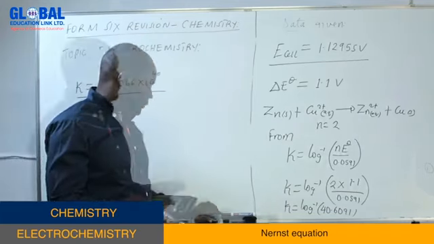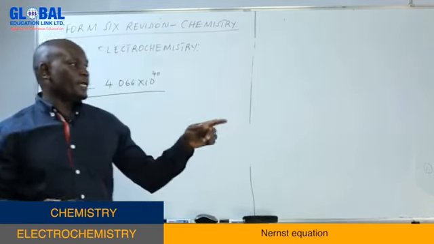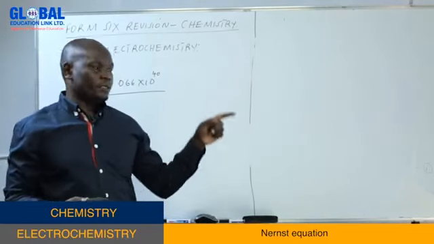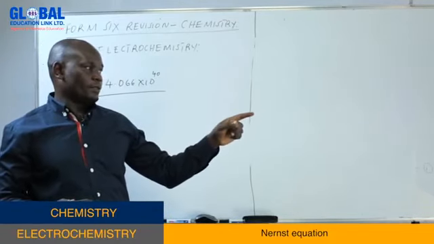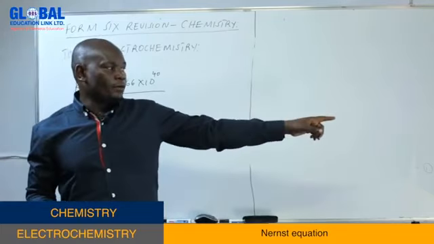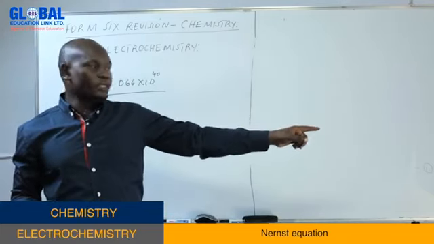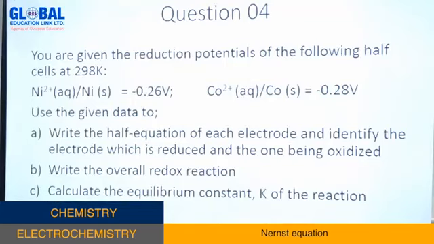So there we have the question: you are given the reduction potential of the following half cells at 298 Kelvin. We have the standard electrode reduction potential of nickel, which is negative 0.26 volts, and the standard reduction potential of cobalt, which is negative 0.28 volts. Now, using the given data, write the half equation of each electrode and identify the electrode which is reduced and the one being oxidized.